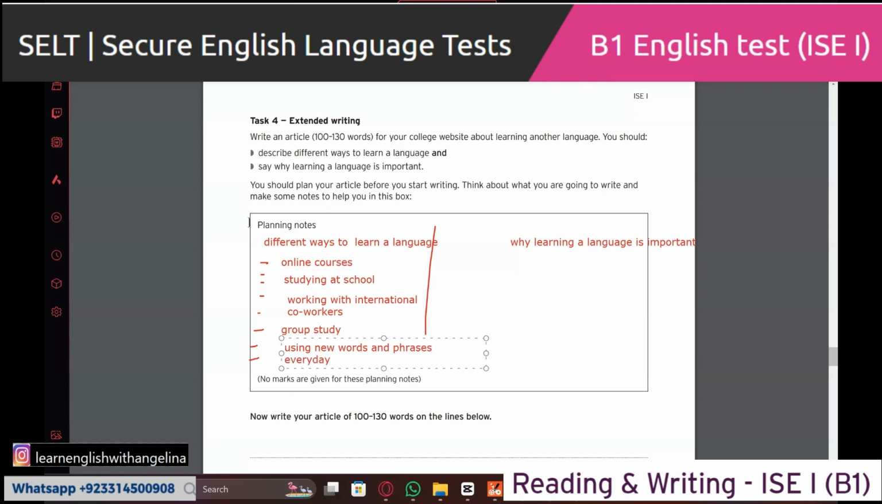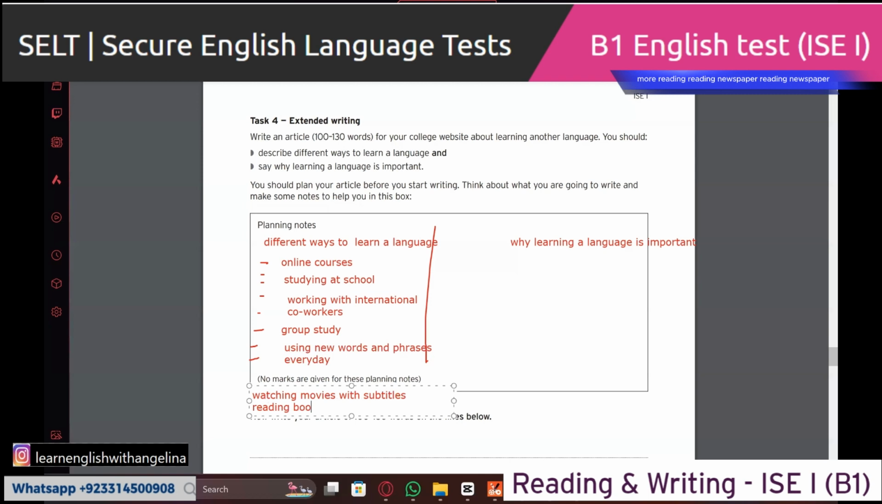Can we write watching movies? Okay, watching movies with subtitles. More. Reading books. More. Reading newspaper. More. Listening to music.